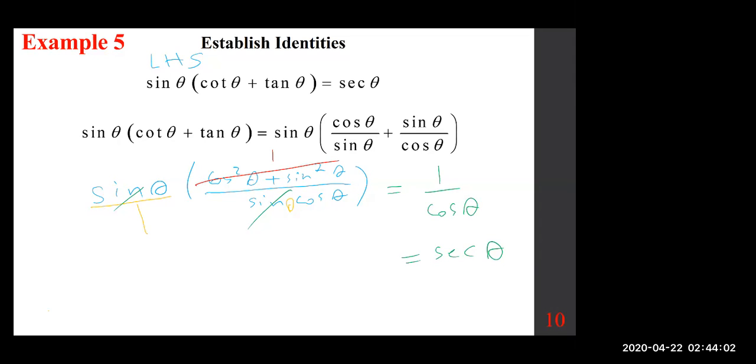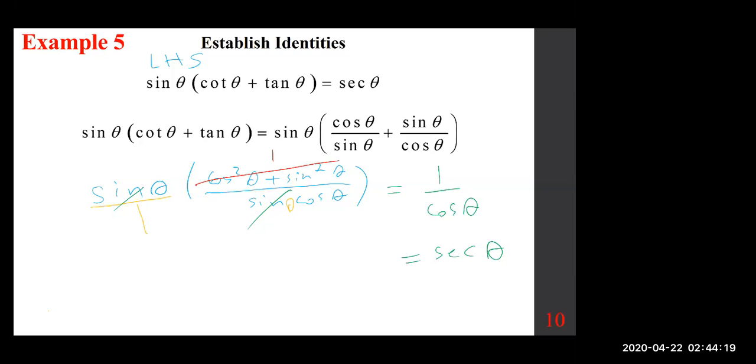Sounds good. Everybody is okay with that? Yeah, my initial reaction was to take the sine and divide it to the other side, and I just kept getting stuck. So this makes much more sense why you did this.